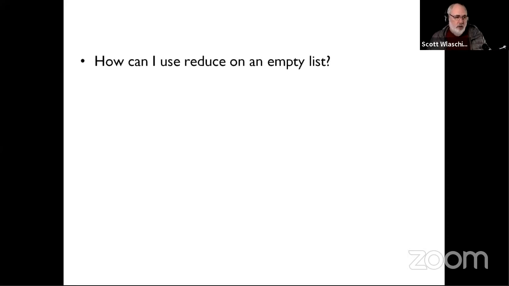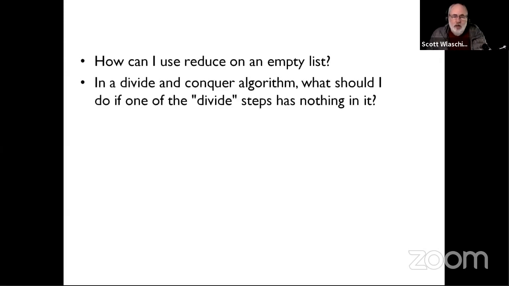Now, the last one is if I'm doing something with an empty list. If I want to do something and I don't have any data, if I want to reduce a list using plus or something, but I don't have anything in my list, or I have some sort of divide and conquer algorithm, but one of the steps is missing. How do I do that? How do I work with that?